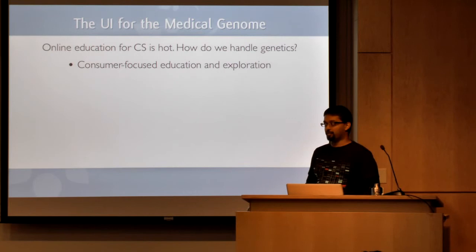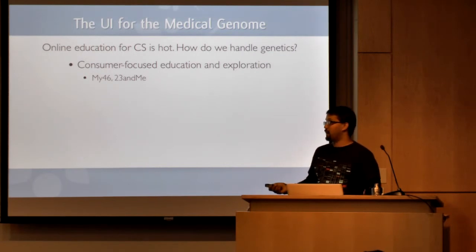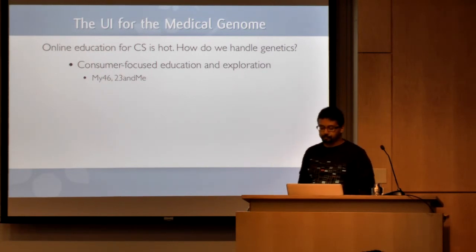Now, there's certainly prior art for some of this. The My46 project at the University of Washington is a project where they're not only focusing on the interface, but they're also trying to focus on the privacy implications of genomic data. And 23andMe, with their consumer approach, has really done a lot to try to explain data to consumers and try to design some user interfaces around it. It's still a fairly niche thing, though, and so we need to figure out where we can take this.